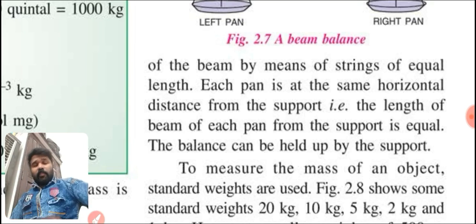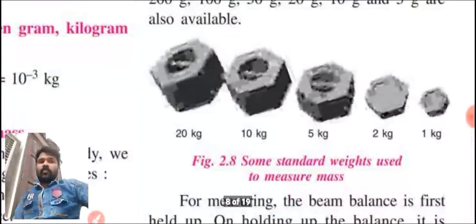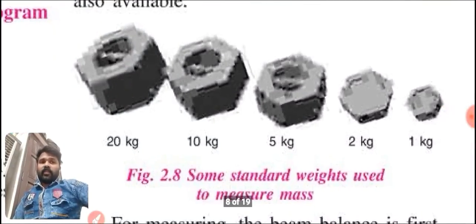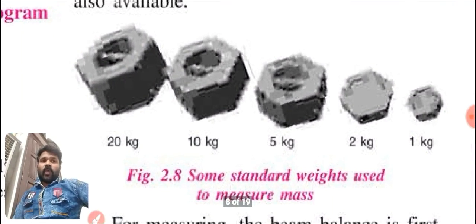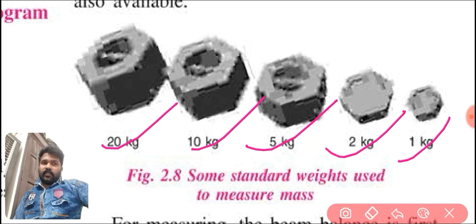To measure the mass of an object, what to do? We are using standard weights. The diagram of standard weights is here. You can observe it: 1 kg, 2 kg, 5 kg, 10 kg, 20 kg. Usually we are using these standard weights to measure the mass.